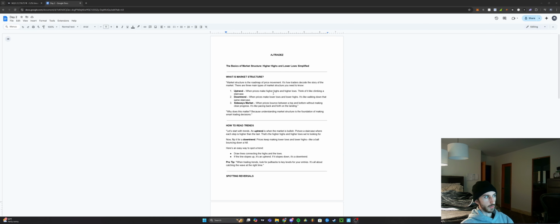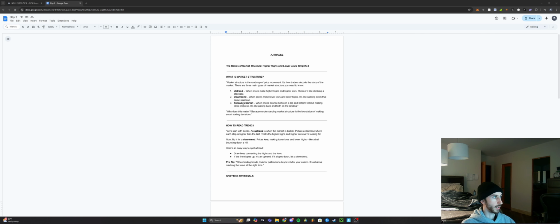Market structure is the roadmap of price movement, right? It's how traders decode the story of the market, and there are 3 types of market structure that you need to get your hands on and know immediately. It's just essential. First one we got is uptrend. Very important. Simple. It's when price makes higher highs and higher lows. Think of it like you're climbing a staircase, okay? The complete opposite of that is downtrend. The downtrend is when price makes lower lows and lower highs. It's like going down that same exact staircase, okay?